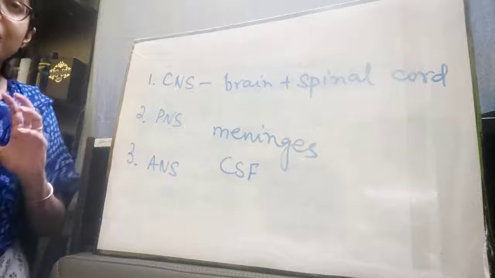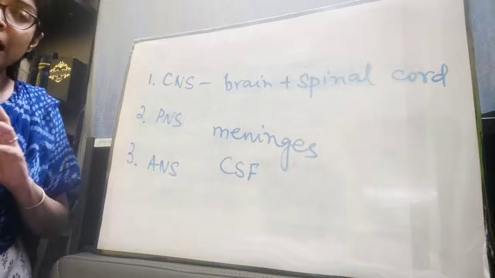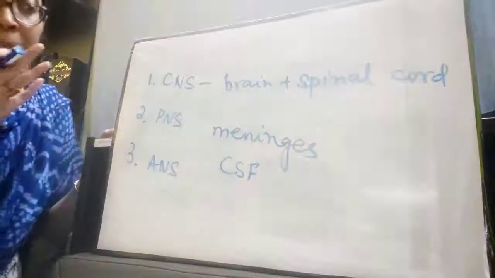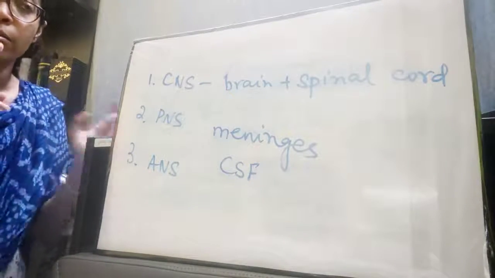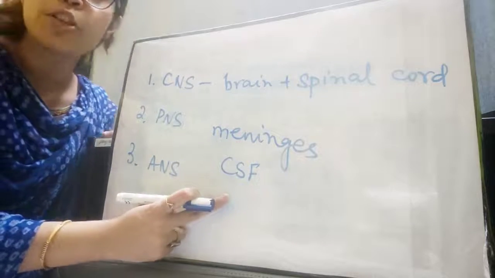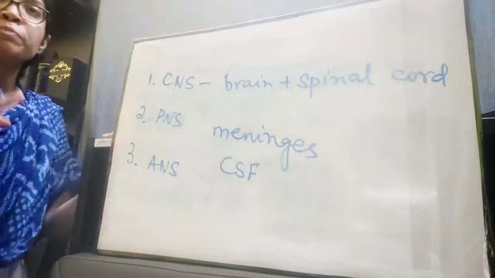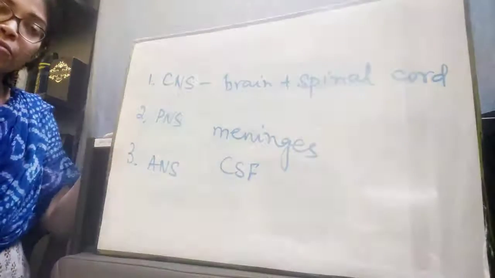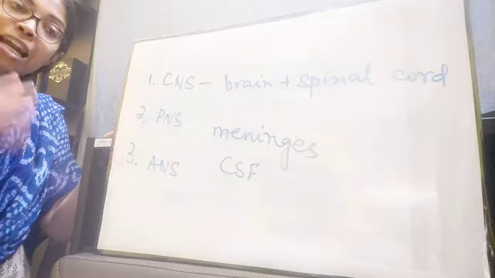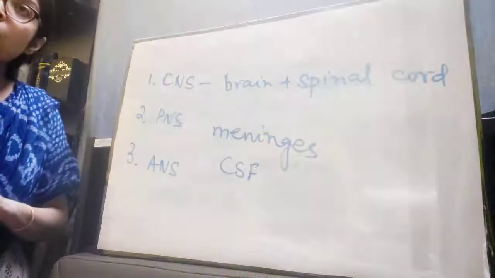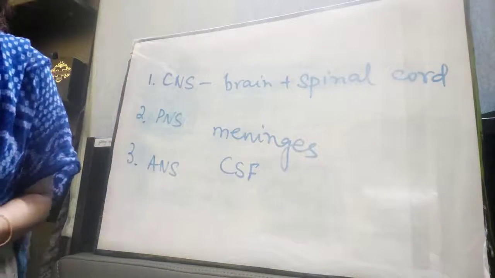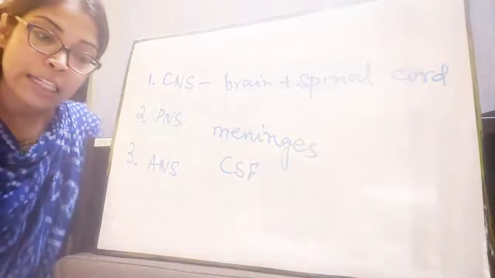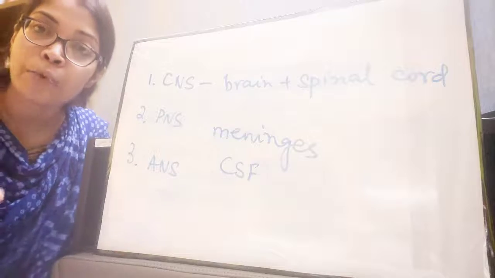the shocks. Means if there is any injury, any accident, any injury to the brain, the skull is there, the meninges are there, and most importantly the CSF, cerebrospinal fluid, is there, which will absorb those shocks, those attacks over the brain, and will try its level best to prevent any harm to the brain. Okay, so this is all about the coverings and the protection of the brain.